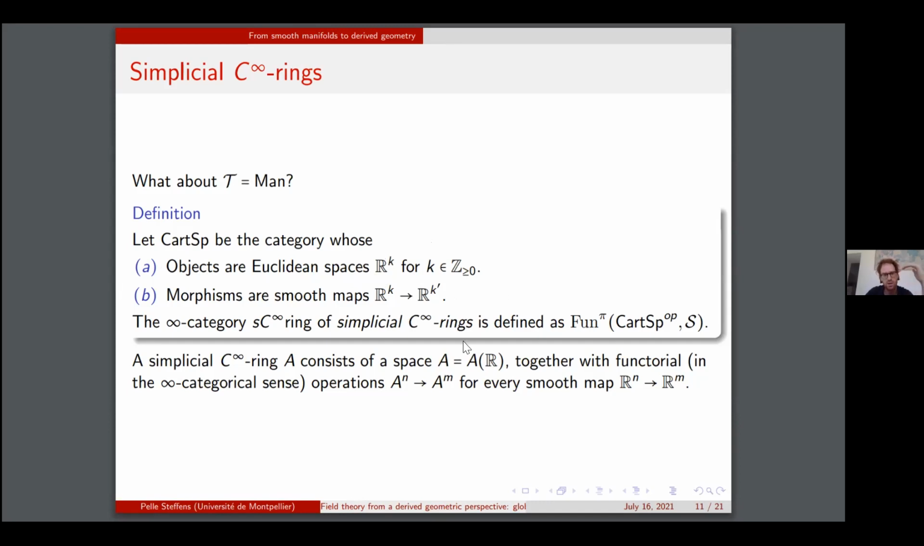So we define a category of simplicial C-infinity rings, not commutative R algebras, but C-infinity rings, as product preserving functors out of, oh wait, there's an op here which should not be there.